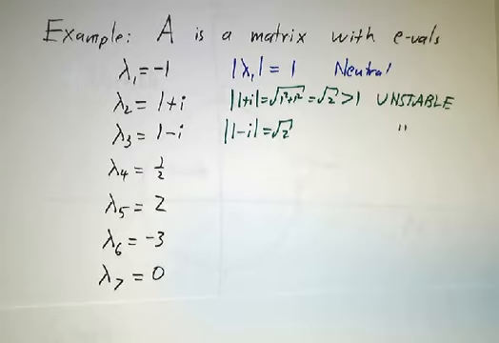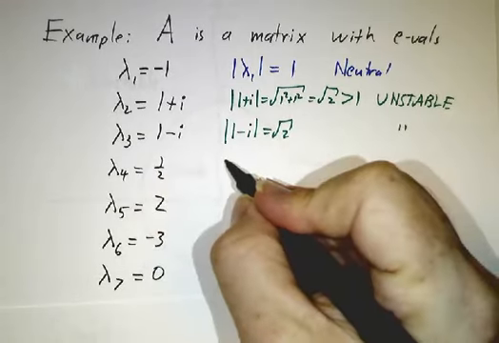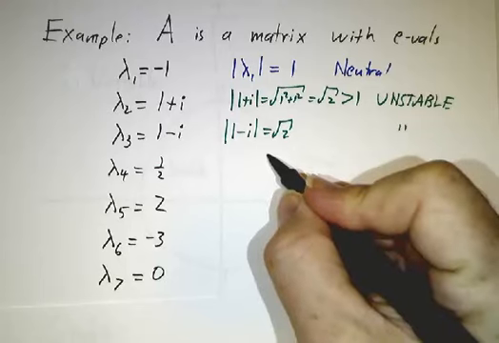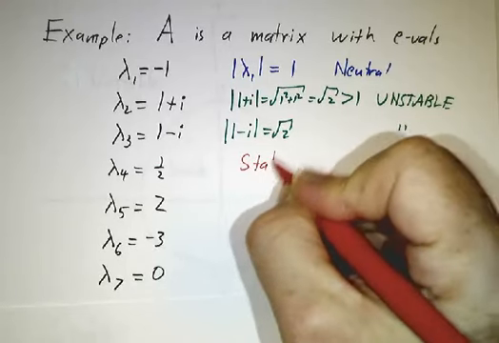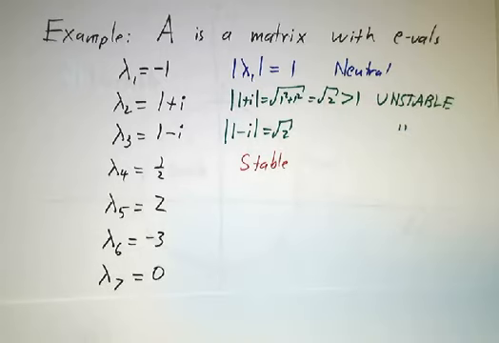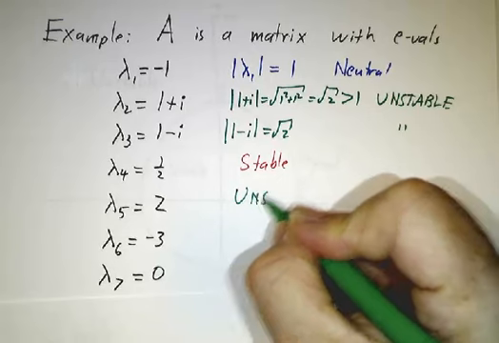On the other hand, if you take a power of 1 half, it gets smaller and smaller and smaller. So that's stable. 2 is unstable.